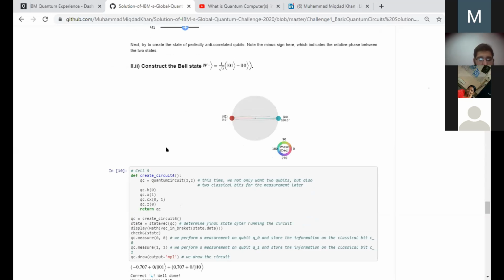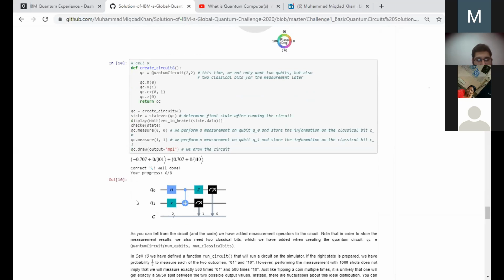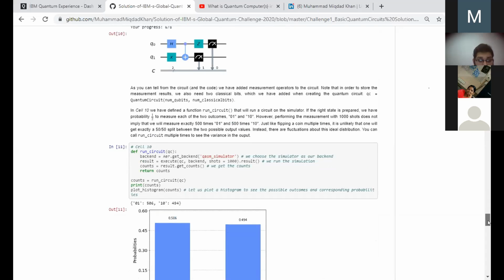Okay, then this is another task. For this task you have to apply Hadamard on qubit 0 and the NOT gate on qubit 1, and then controlled-NOT with the control qubit of 0 and the target qubit of 1, and the Z gate on qubit 0. Then we will achieve this. This is the circuit visualization, and these are the clocks and measuring elements.